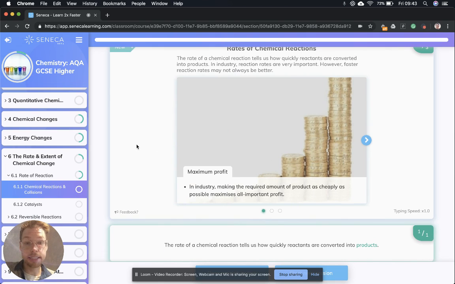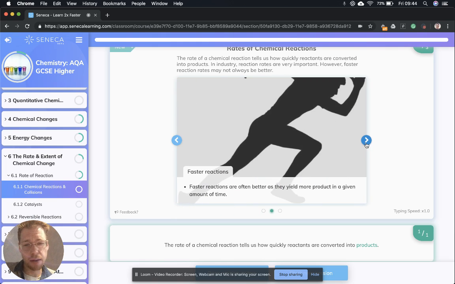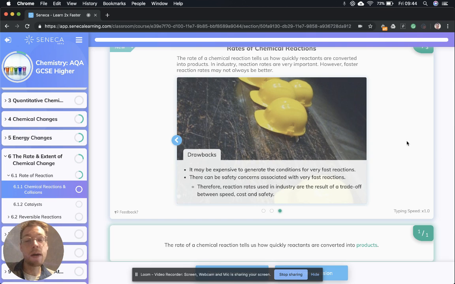So what does industry care about? They want to maximize their profit. Like they're like Cardi B, all they care about is the money. They want to make the product as cheaply as possible, and they want to get as much as possible. They want the reactions to be fast as well, because that gives a better yield in a shorter amount of time. But there are a few drawbacks.